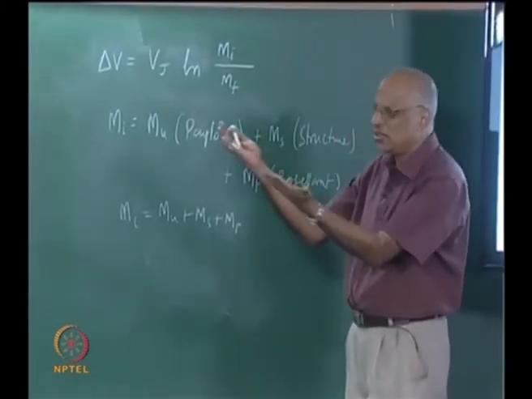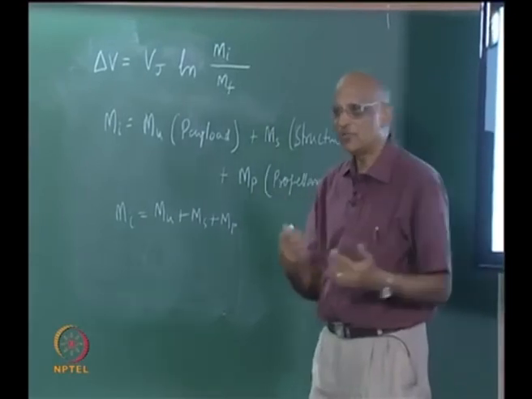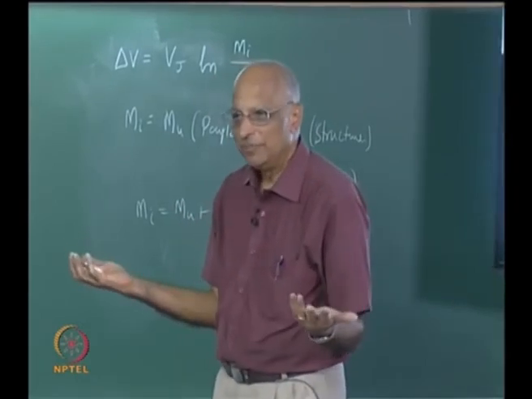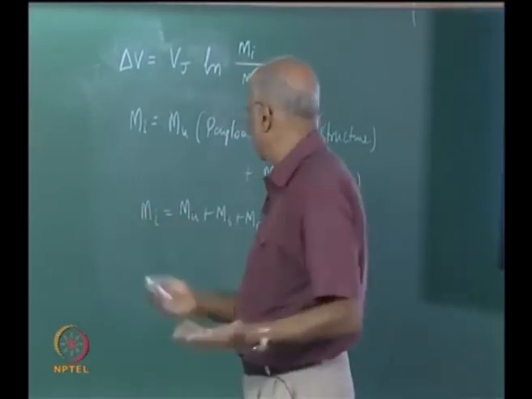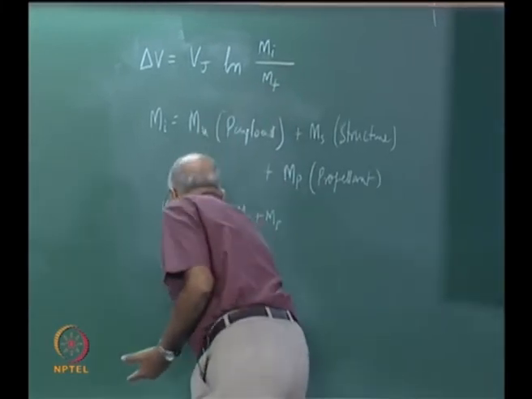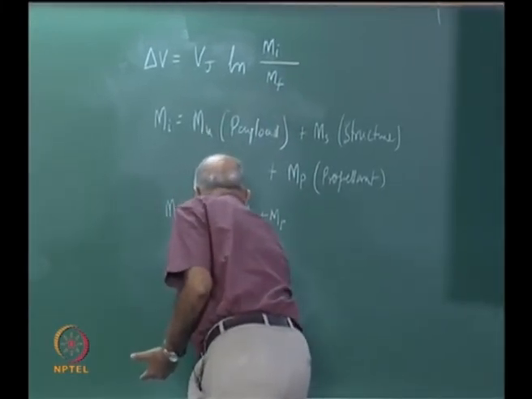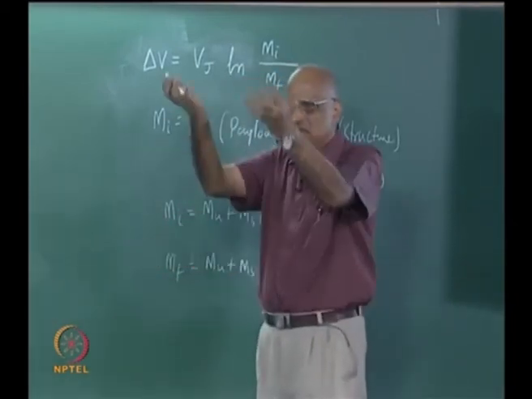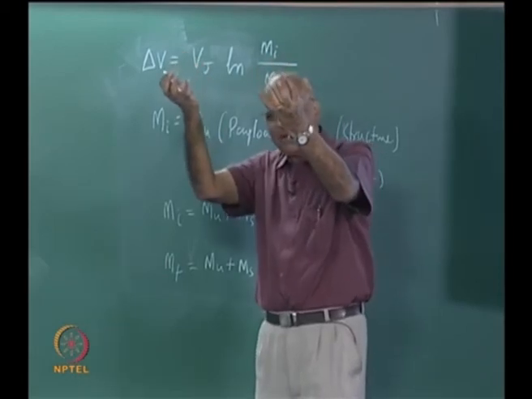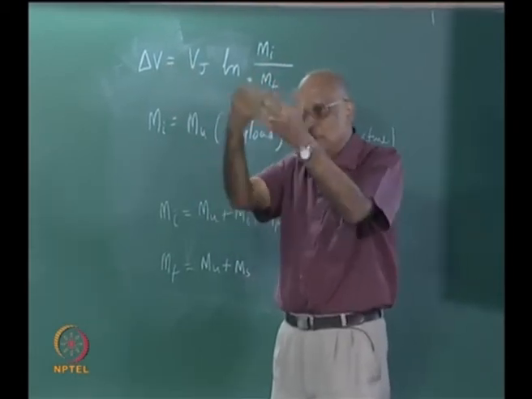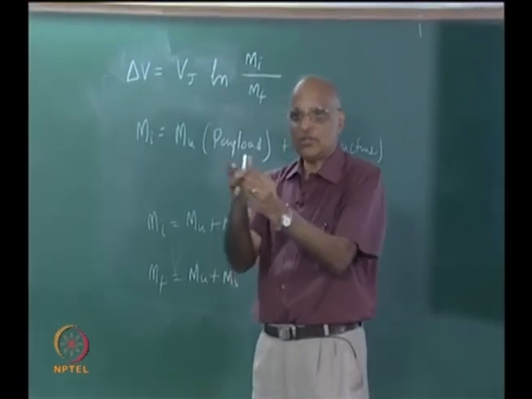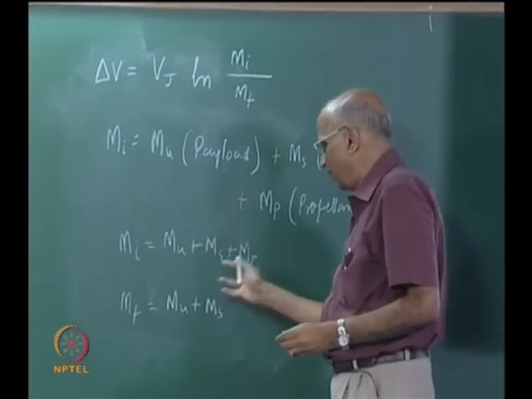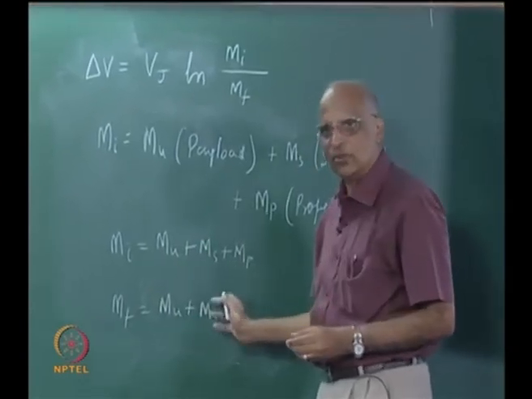When the rocket has done its job, what must be the final mass of the rocket now? It has done its job. That means all the propellant has burnt out. Therefore, the final mass will be the useful mass plus the structure, which will still remain, because it is still there. But we will come back and see whether we can also remove the structure and throw it out, but otherwise the structure will remain. Therefore, the initial mass is mu plus ms plus mp, and the final mass is mu plus ms.